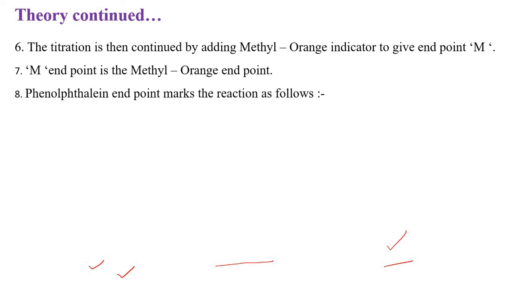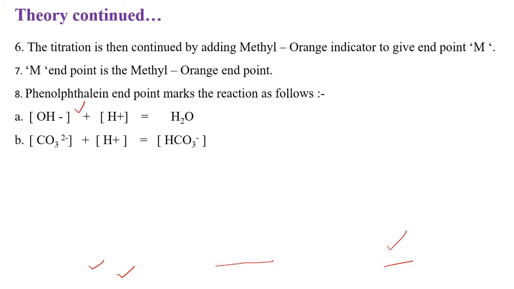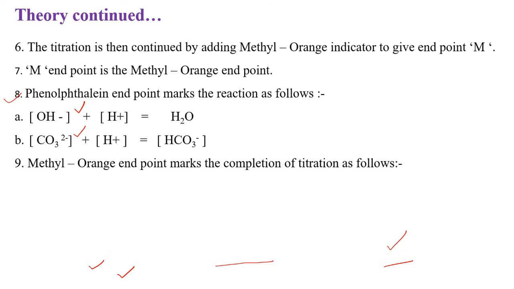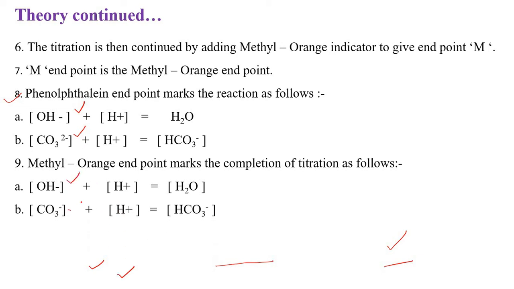Now we'll see how the phenolphthalein endpoint marks the reaction. What reactions take place when we get the phenolphthalein endpoint? When there is a presence of hydroxide ions and carbonate ions, that shows the phenolphthalein endpoint. Again, the methyl orange endpoint occurs at completion of reaction of OH minus ions, carbonate ions and bicarbonate ions.